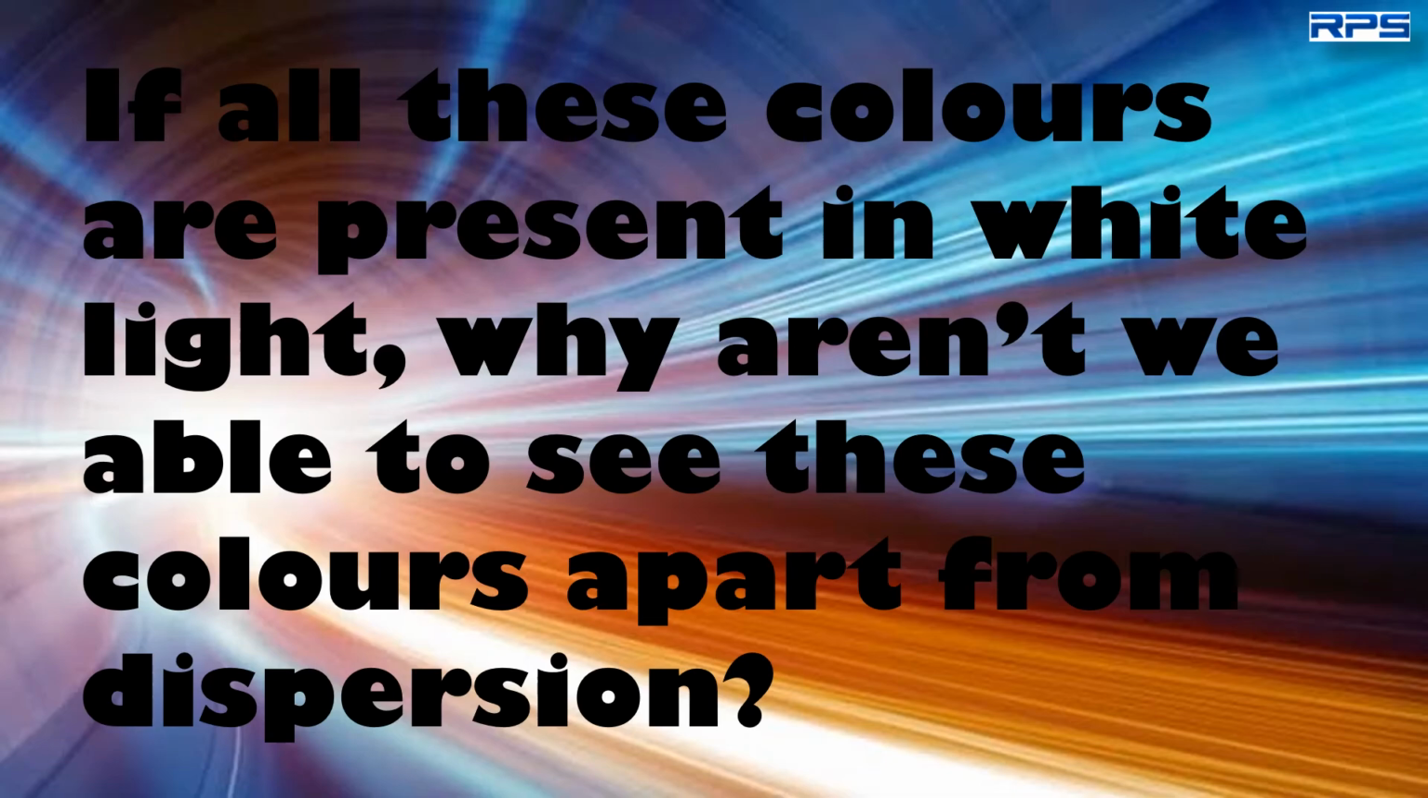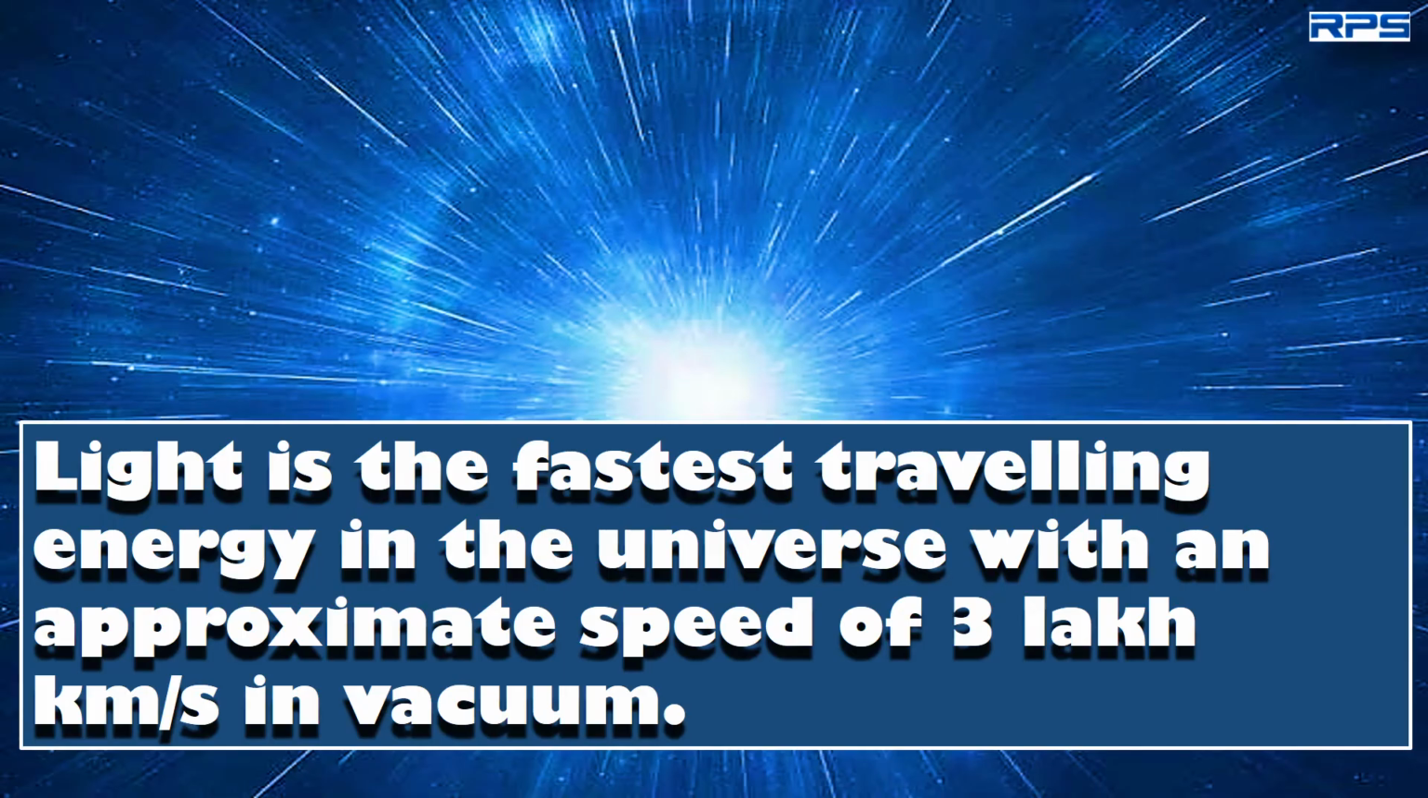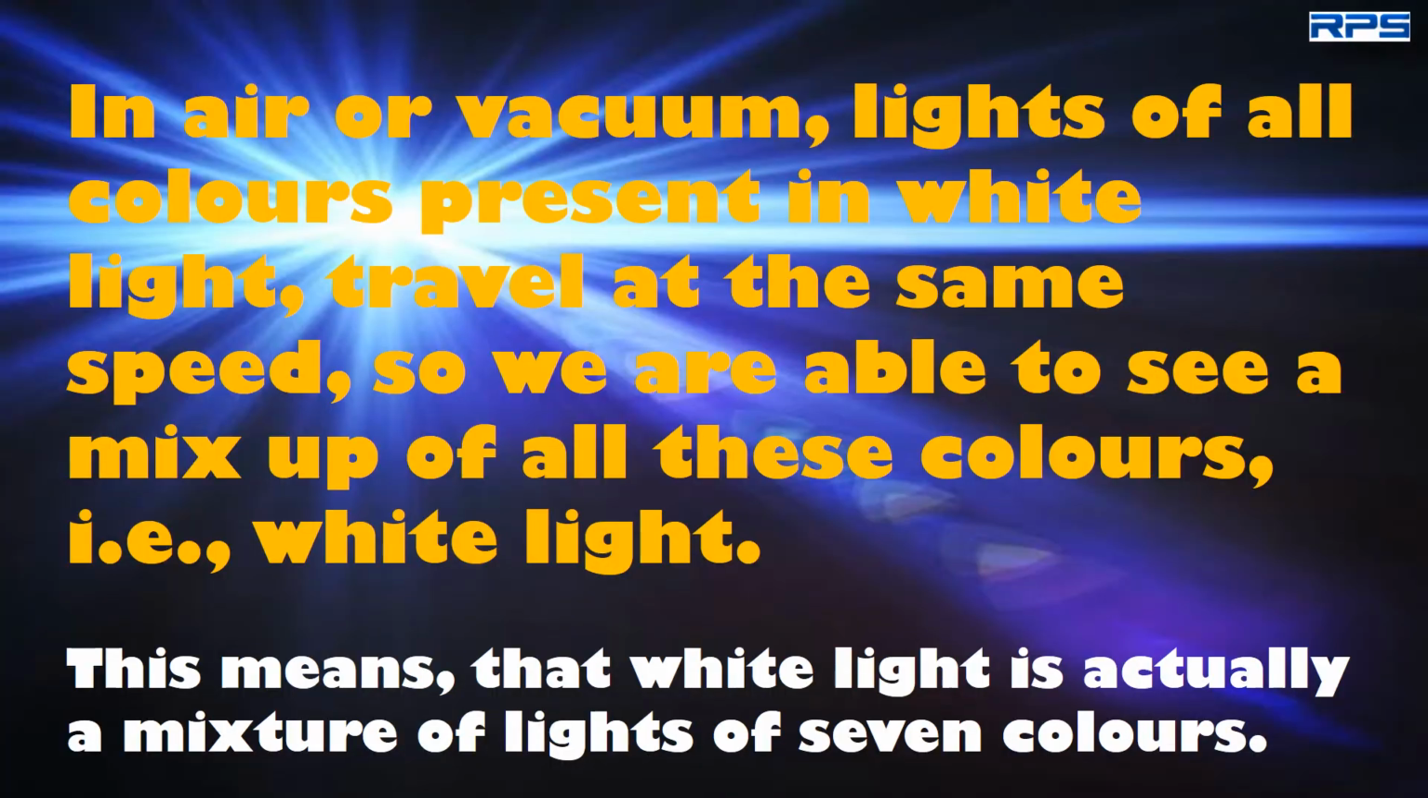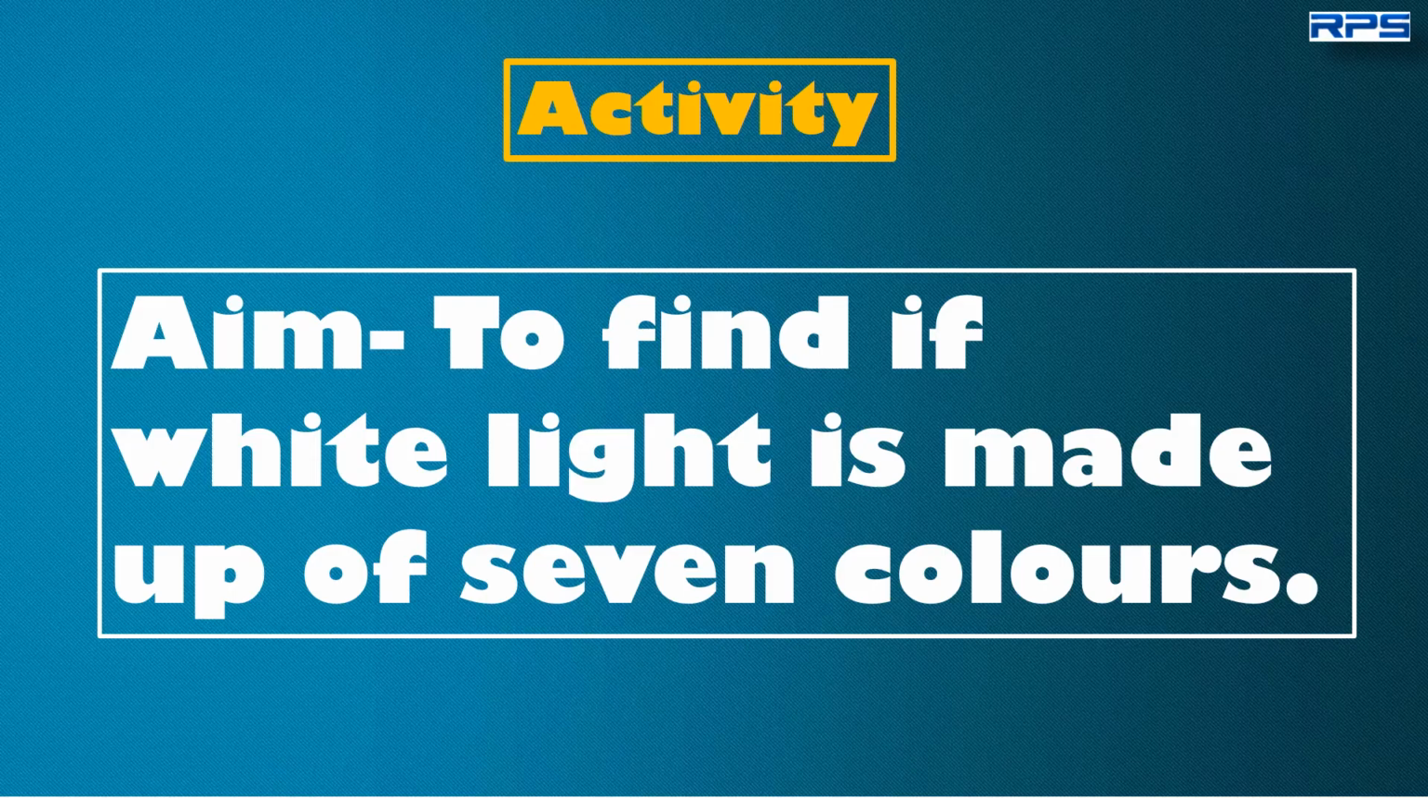You have studied that light travels at a constant speed of approximately 3 lakh km per second in vacuum. In air or vacuum, lights of all the colors present in white light travel at the same speed. So we are able to see a mix-up of all these colors, that is white light. This means that white light is actually a mixture of lights of 7 different colors. Let us perform an activity to verify this.